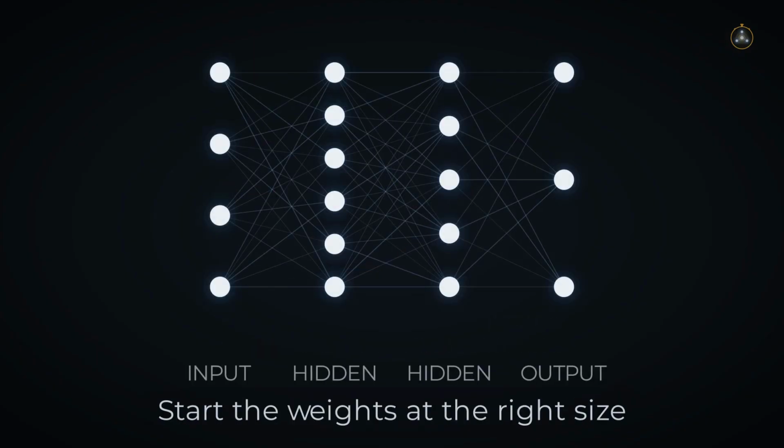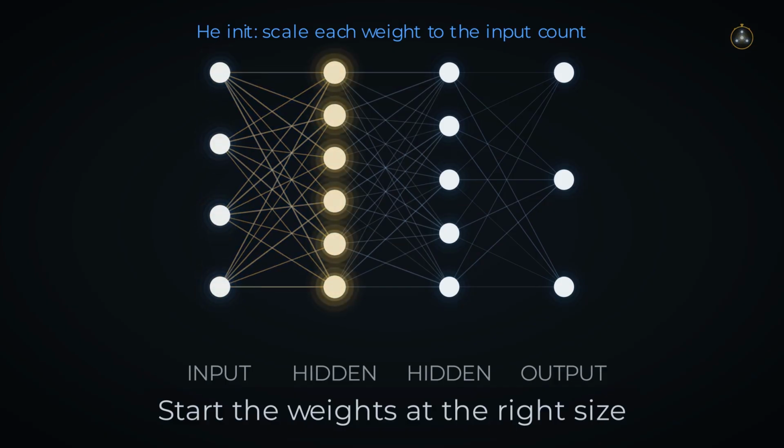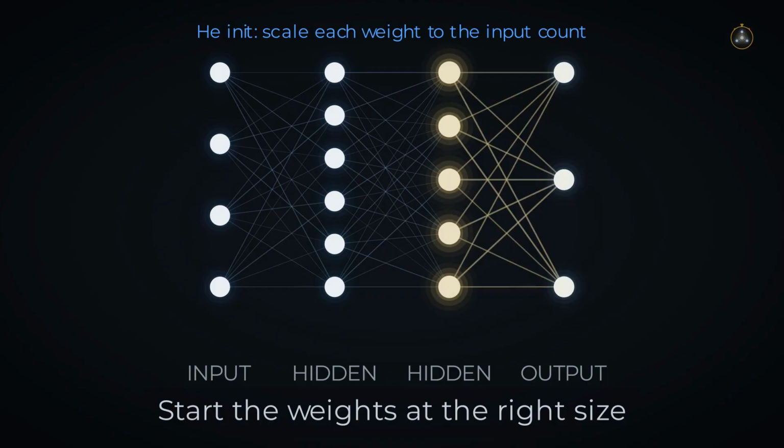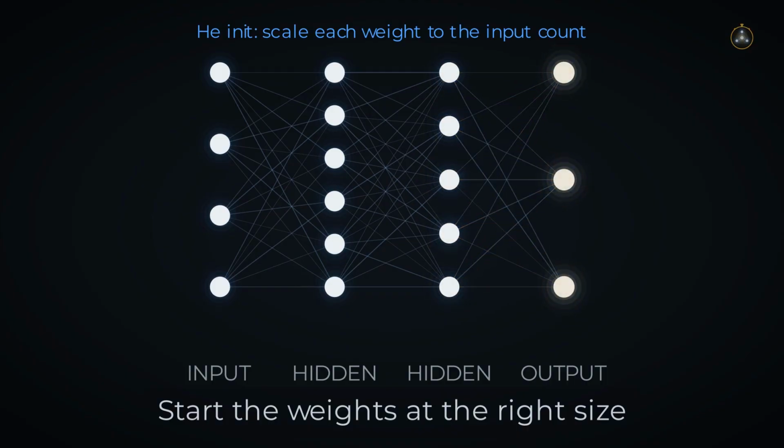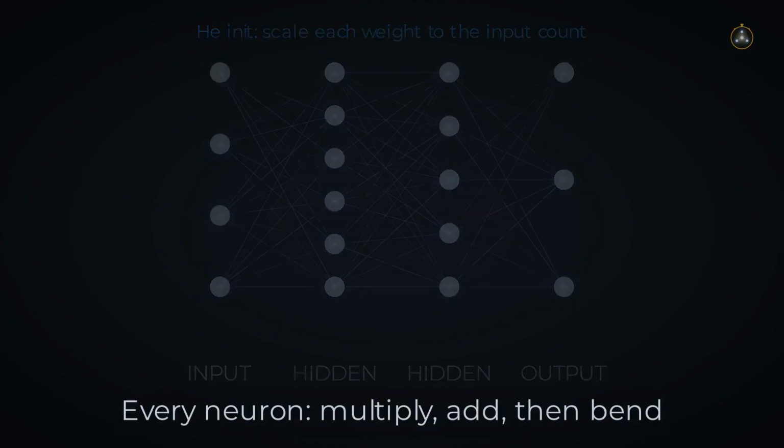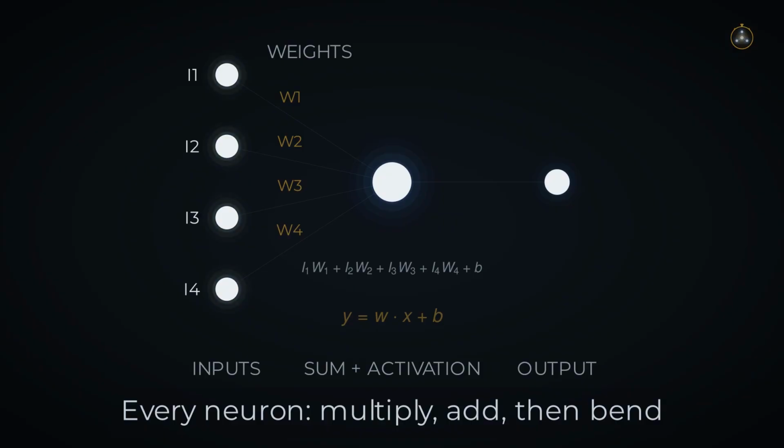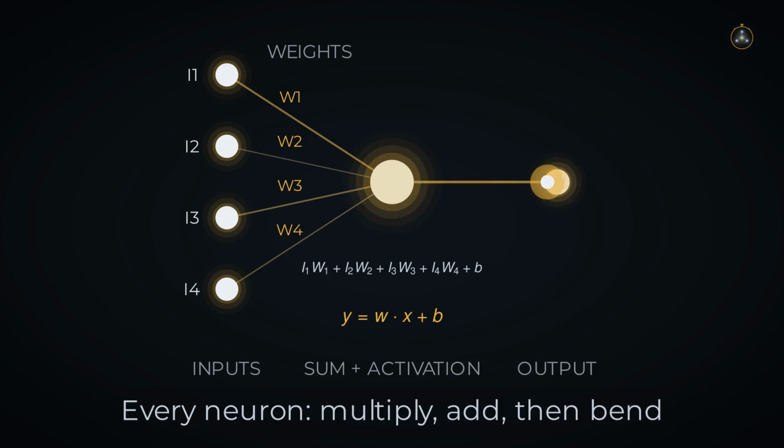One last piece. If the starting weights are too big, the signal blows up. Too small, it dies out. So we scale them to the number of inputs. That's the initialization. Watch the signal now hold steady across every layer. So make it the rule. From now on, every neuron does 3 things in order. Multiply, add, then bend. That bend is no longer optional. It's what makes a neuron more than a straight line.